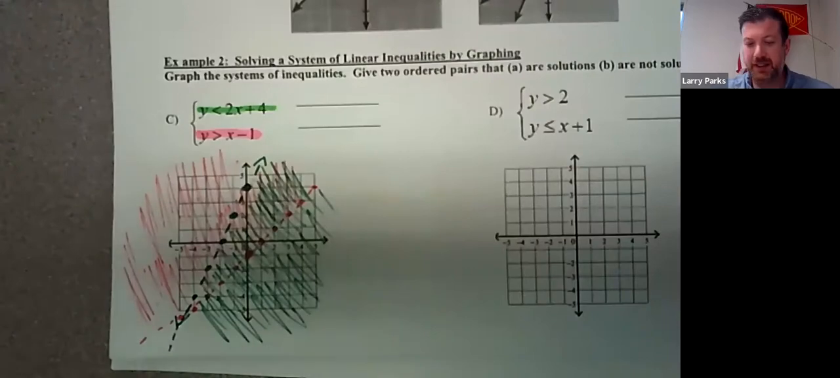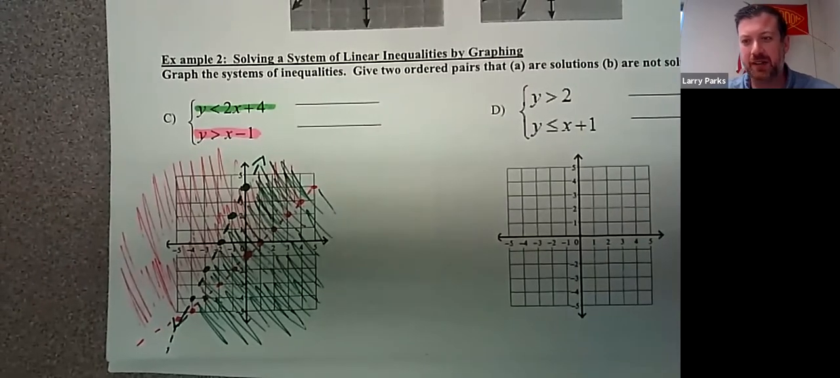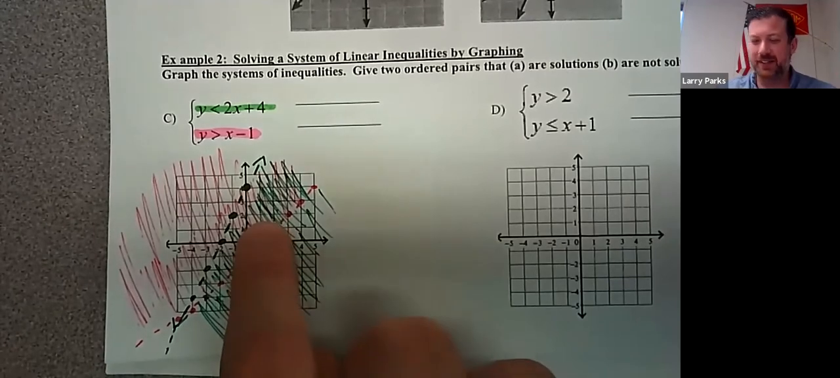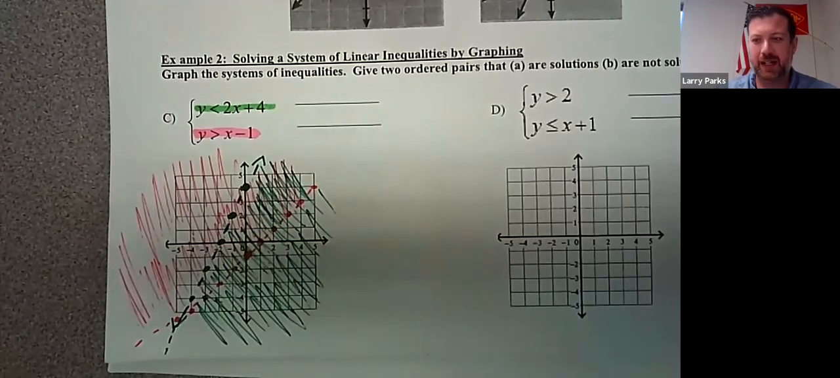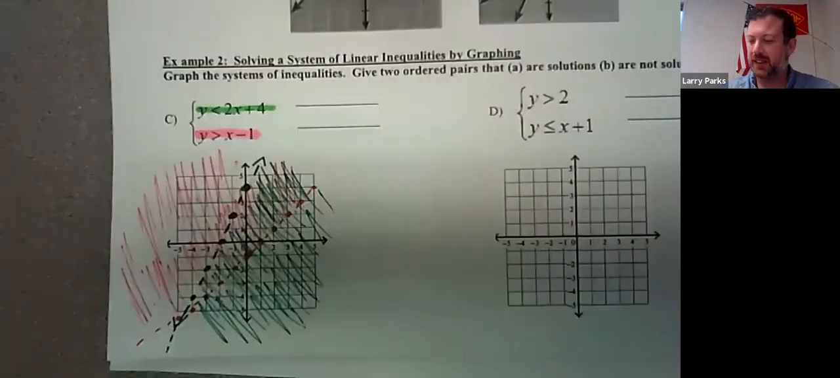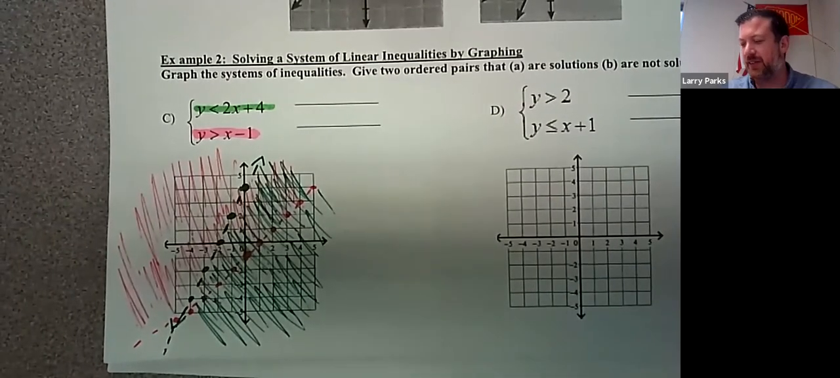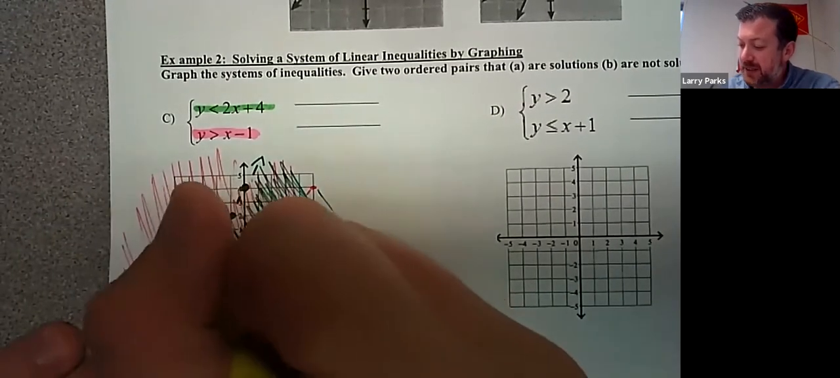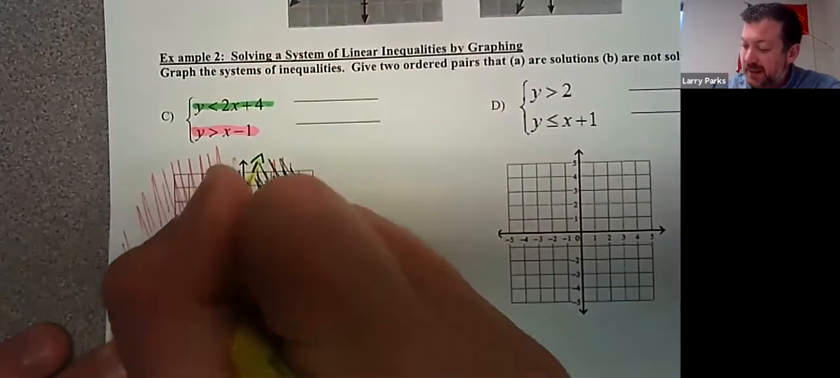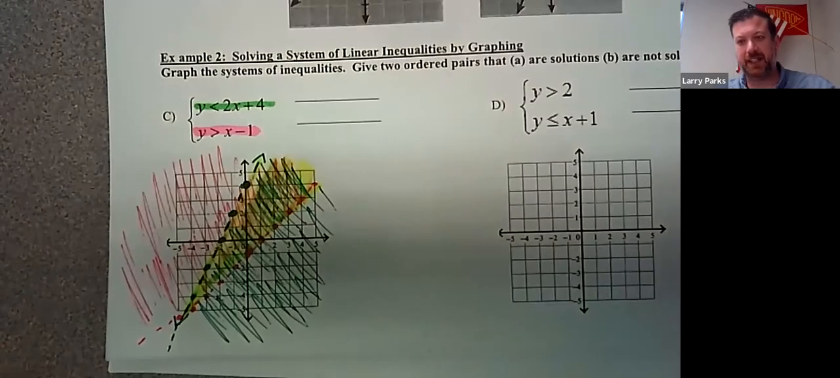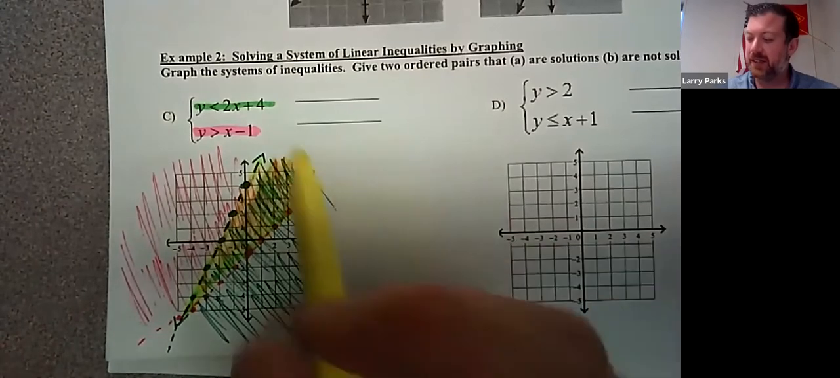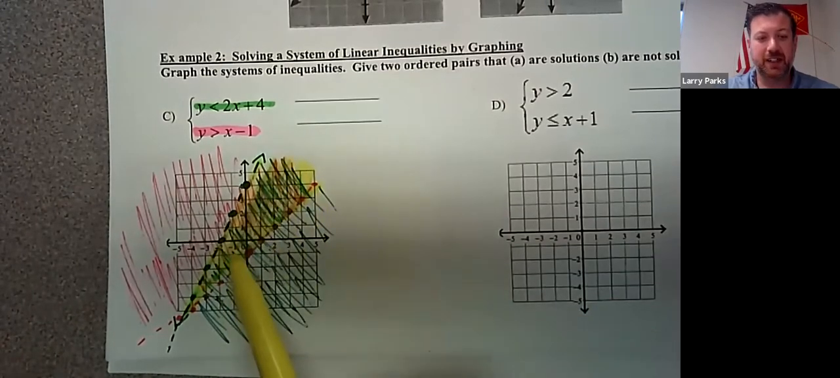And so I know it's kind of hard to see with my shading. I'm not an artist, never have been. But see where the green and the pink overlap is this area. And so if you're not able to see it very well, it may help to just color that side in. And I don't think that looks very pretty. But this area right here is where the shading overlaps.